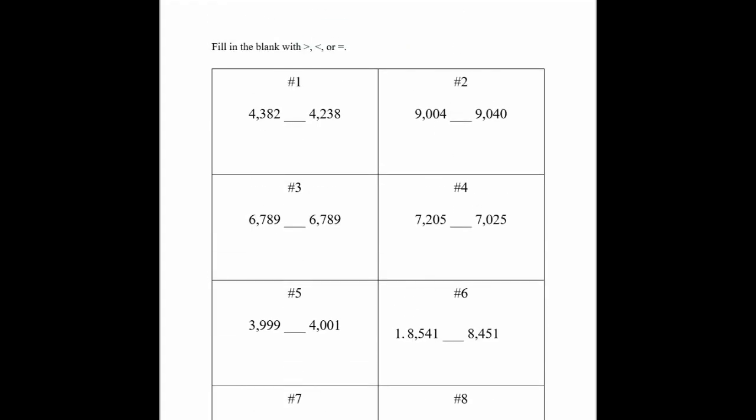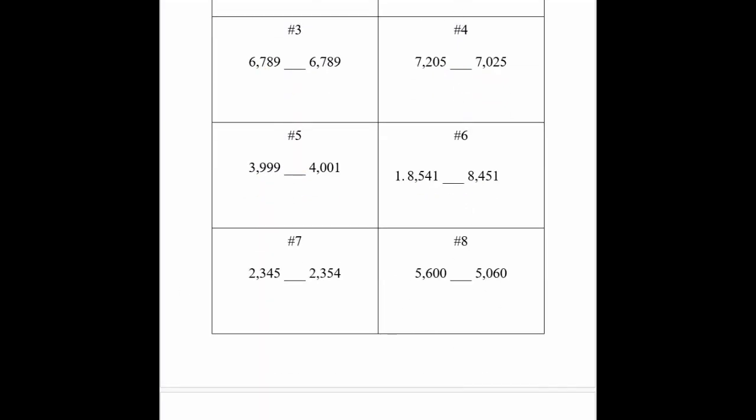And then fill in the blank with greater than, less than, or equal to. So the 4s are equal, but 3 is greater than 2. The 9s are equal. The 0s are equal, but then the next digits are 0 and 4. 4 is greater than 0, so 9,004 is less than 9,040. 6,789, all the numbers are the same, so they're equal to each other. 7s are the same. 2 and 0, so they're different, and 2 is larger than 0, so it's greater than. 7,205 is greater than 7,025.